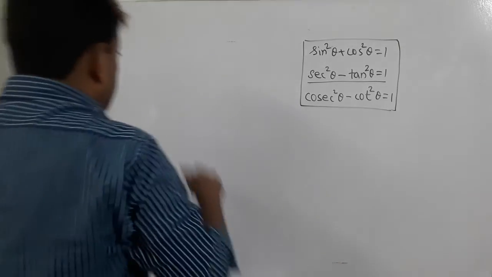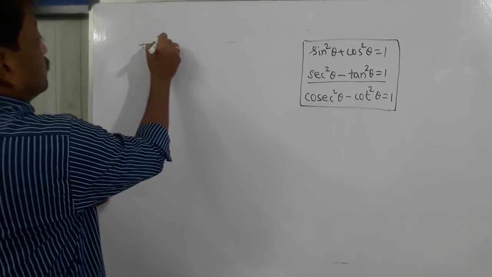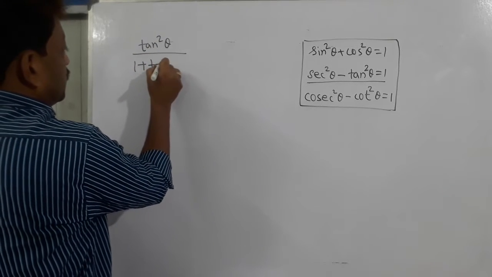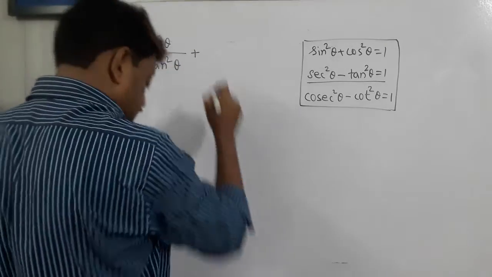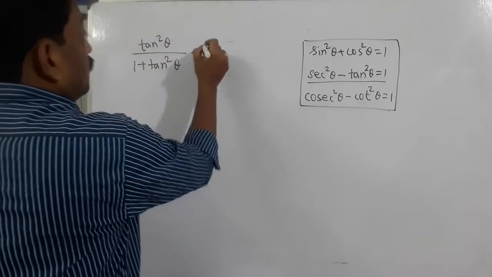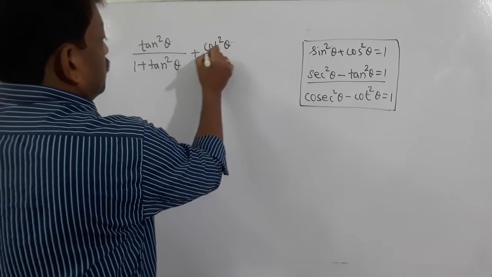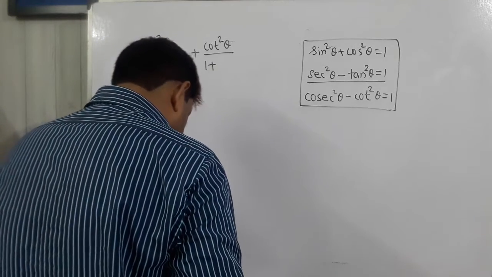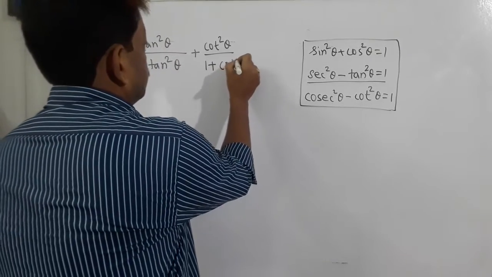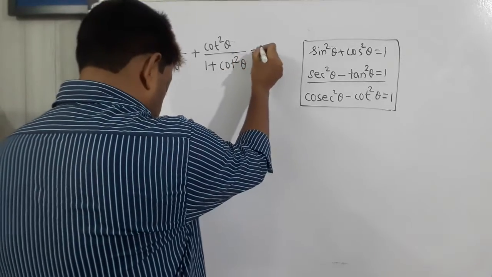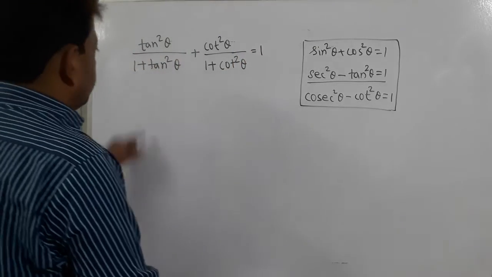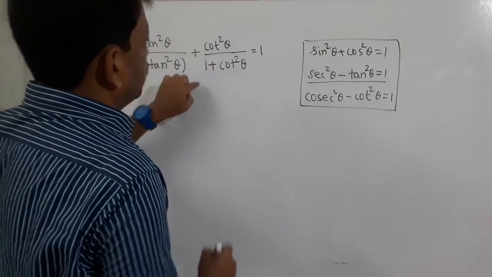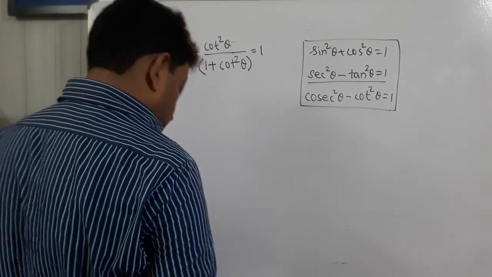The question is tan square theta divided by 1 plus tan square theta, plus cot square theta divided by 1 plus cot square theta, equals 1. Tan square theta divided by 1 plus tan square theta, plus cot square theta divided by 1 plus cot square theta, equals 1.